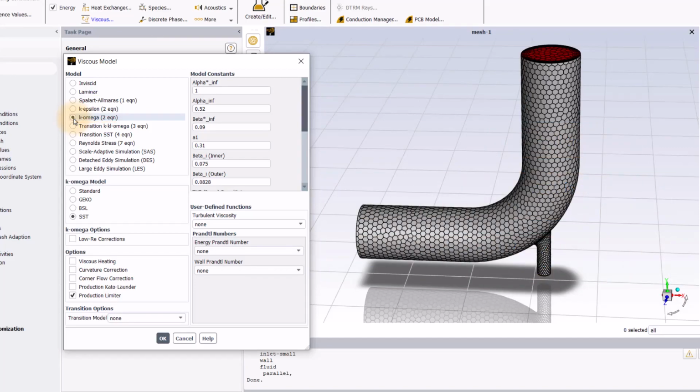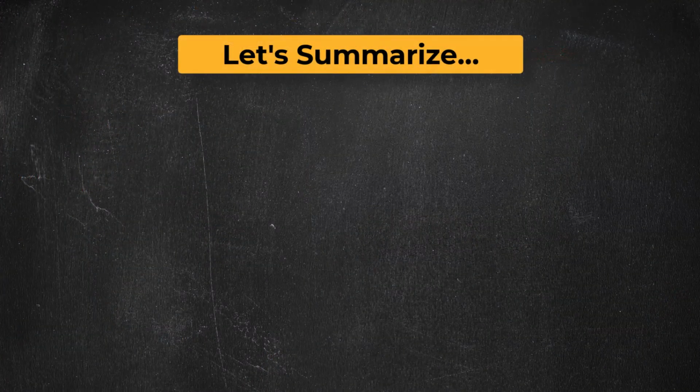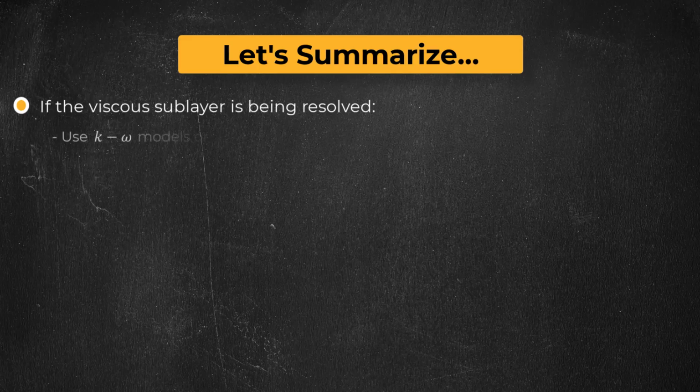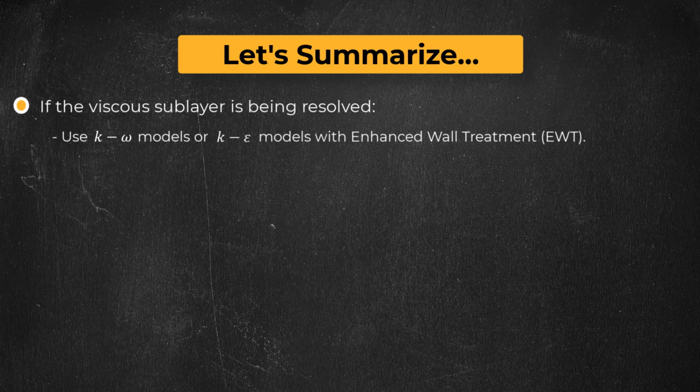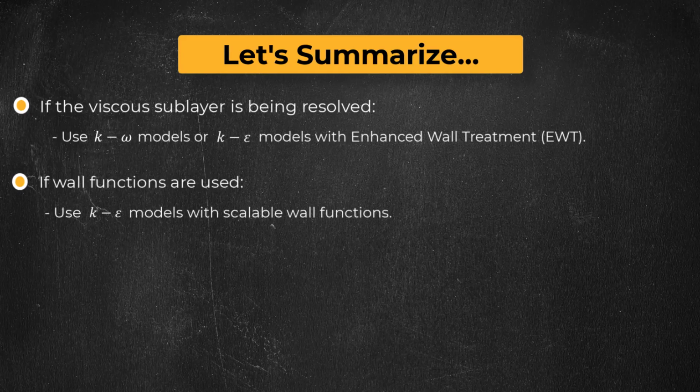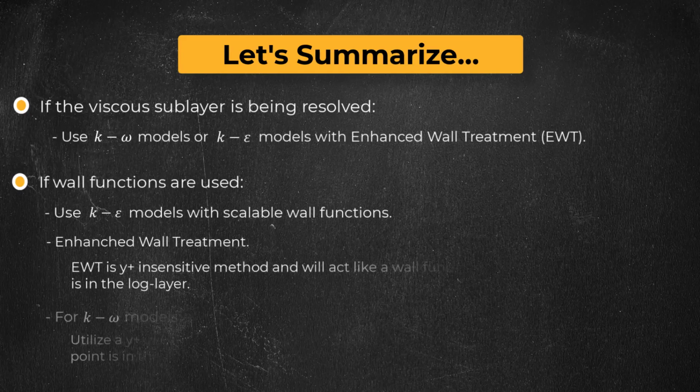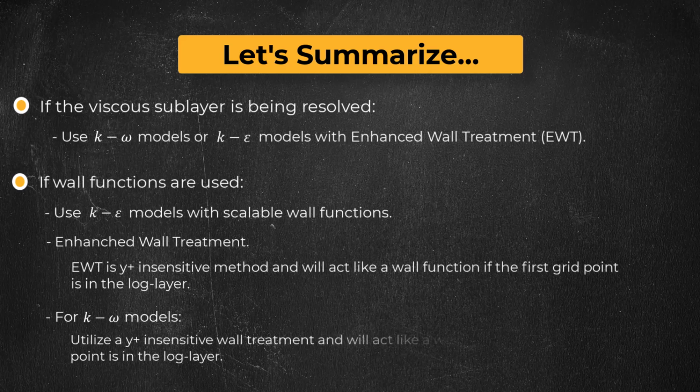The input settings are important, so let's summarize. If the viscous sublayer is being resolved, you can use either the k-omega models or the k-epsilon models plus enhanced wall treatment. And if you're using the wall function approach, you can use the k-epsilon models with either scalable wall functions or enhanced wall treatment, or you can also use the k-omega models with the wall function mesh.